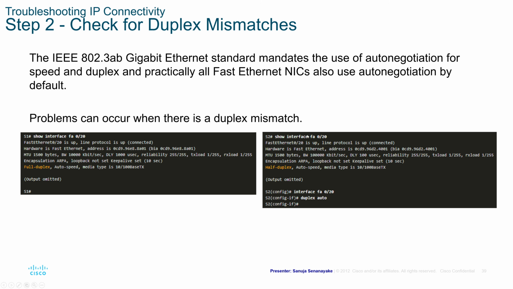To check that, you're going to run the show interface command again, and we're going to check whether it's in full duplex or half duplex. If one side is full duplex and the other side is half duplex, that's going to create a problem, and you can fix it by putting both of them onto full duplex.